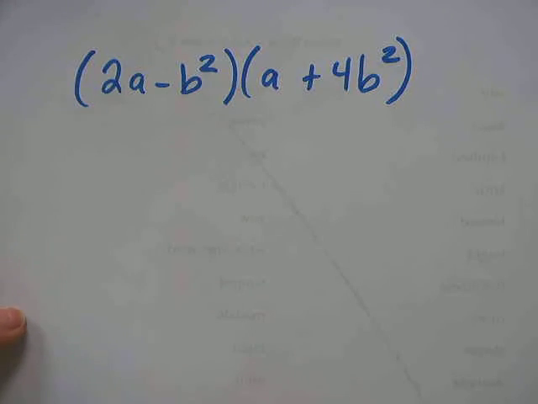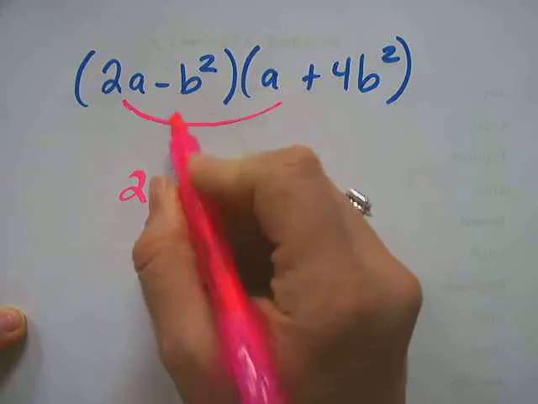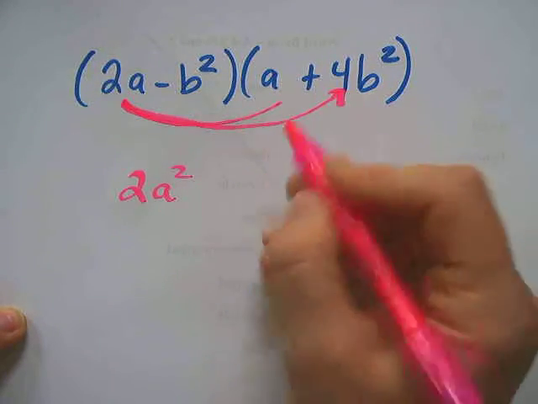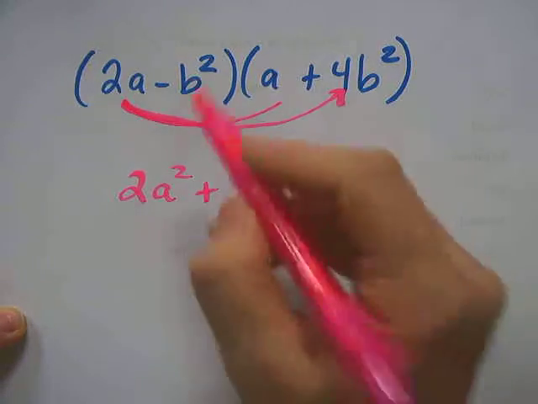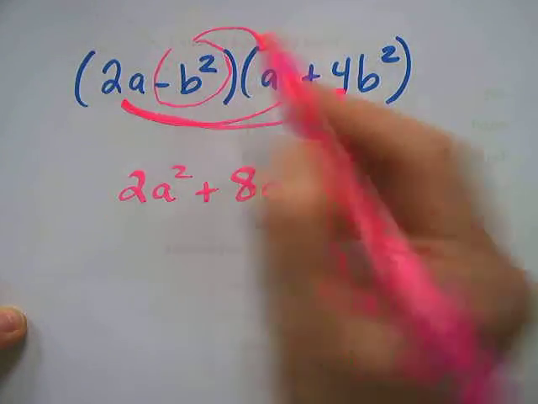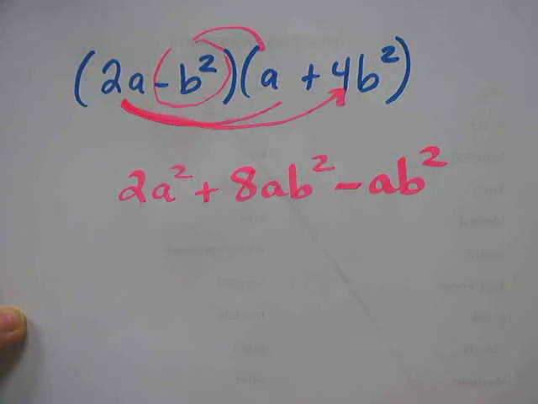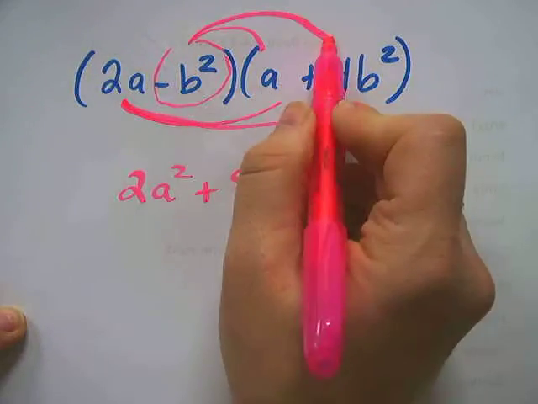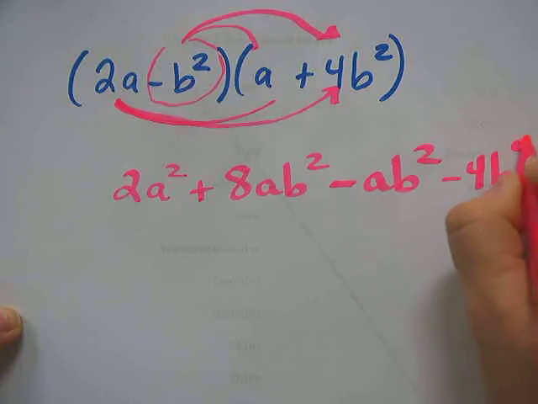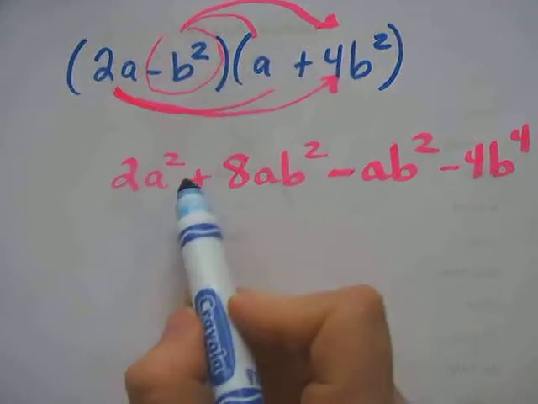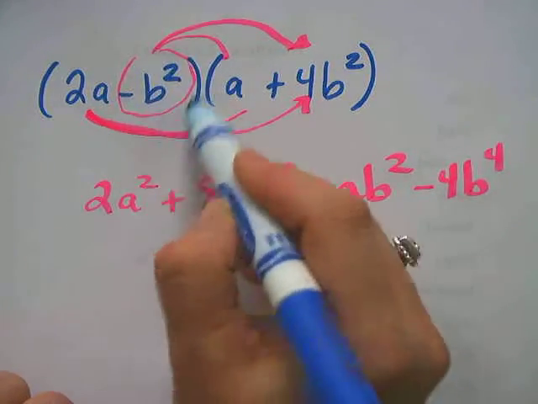Okay, so please pause this video. I want you to try this problem and then restart to see the solution. So to start out, we do 2a times a is 2a squared. 2a times 4b squared is 8ab squared. Negative b squared times a is negative ab squared. And negative b squared times 4b squared is negative 4b to the 4th.